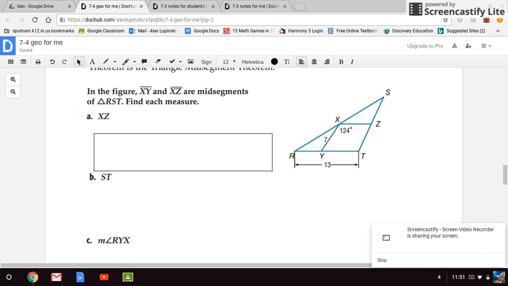I'm going to do XZ. You're going to do ST and angle RYX. So to do XZ, if you remember, XZ is the little part. The little part in the middle is going to equal half of the big part. So 0.5 or half of RT. We have RT, so RT is equal to 13. So half of 13 is just 6.5. And that's all you do. That's XZ. So try ST and angle RYX. RYX might be a little harder, but you can do it. Good job, people.